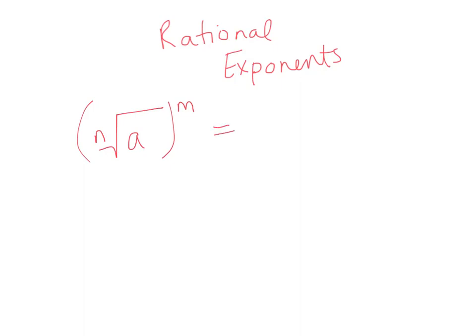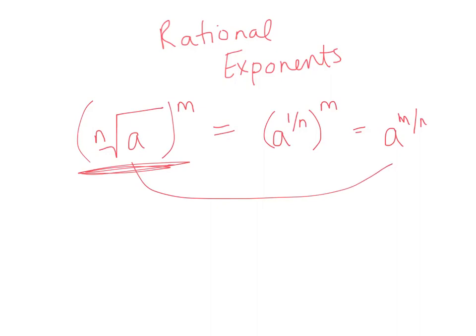This is going to equal a to the 1 over n. Remember we talked about that in an earlier slide, raised to the m power. And remember when we have a power raised to a power, we multiply our powers. So 1 over n times m is just m over n. So this is how we convert from here to here. And we can go the opposite way.